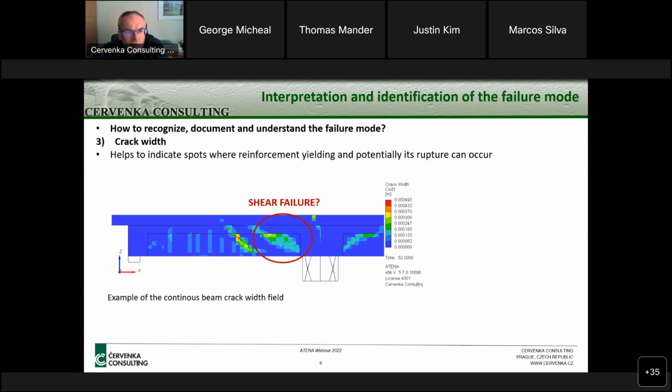So cracking is a good indication that some damage is happening, but it doesn't necessarily mean that it is a failure. For instance, in this case, it looks like there is a shear crack developing, but we typically have stirrups in these kinds of beams. So the stirrups will take over, and that's why we have reinforcement in concrete. The reinforcement will take over the stresses from concrete, and the structure should still be fine.